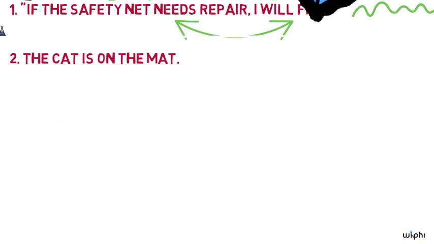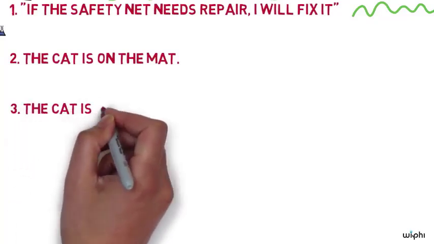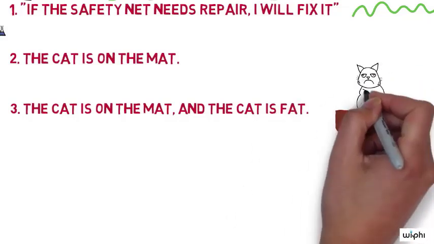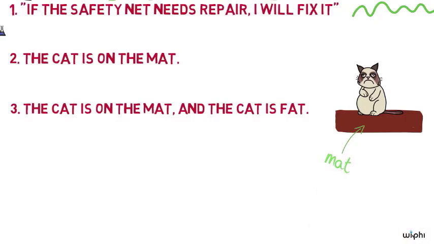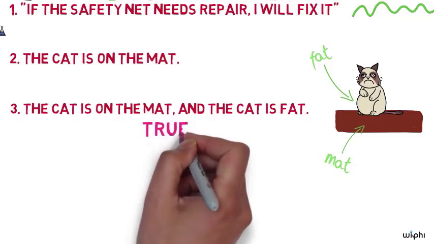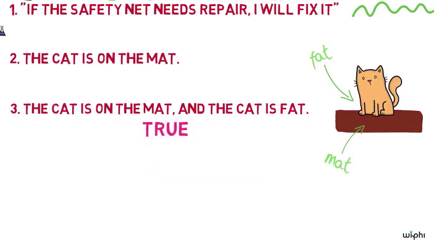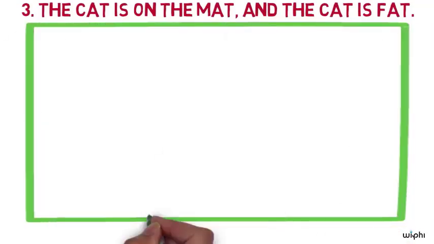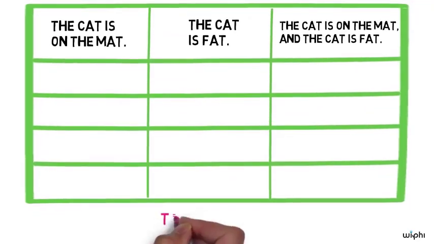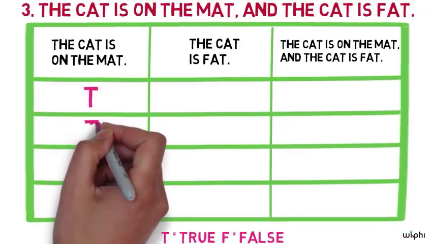Let's start with a simple example of a conjunction. Take the sentence, (3) the cat is on the mat and the cat is fat. Naturally, someone who says this tells you two things: that the cat is on the mat and that the cat is fat. Thus, the sentence 3 is true if both the cat is on the mat and the cat is fat, and false if either the cat isn't on the mat or the cat isn't fat. We draw this dependence of the truth value of the whole sentence on its parts in our truth table as follows, noting T for true when the sentence is true, and F for false when the sentence is false.